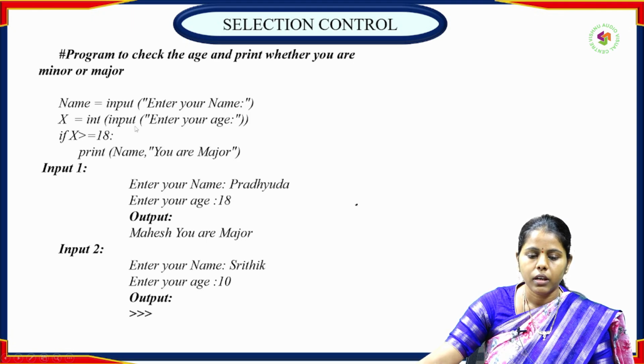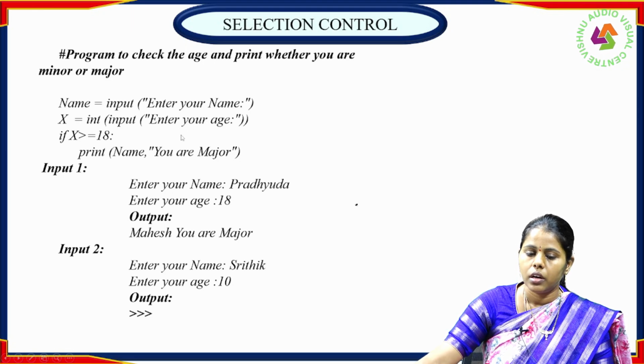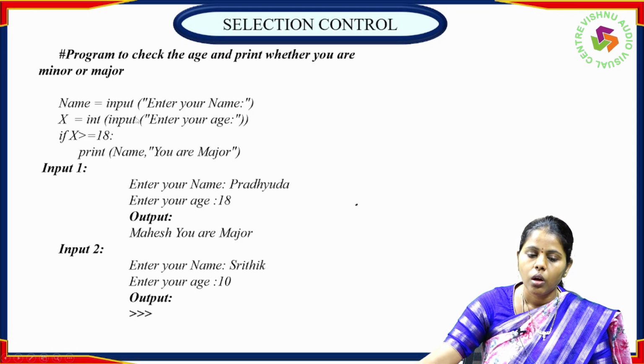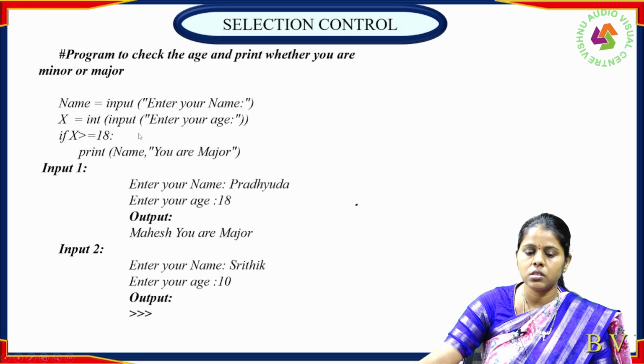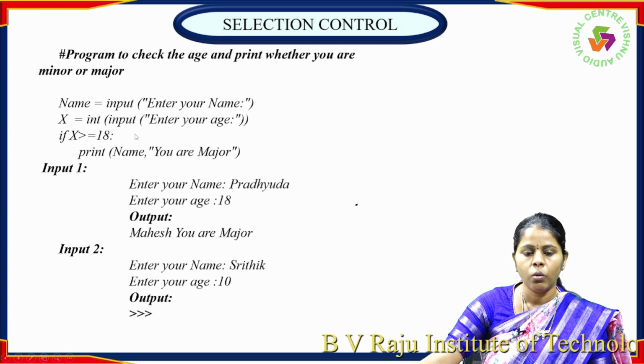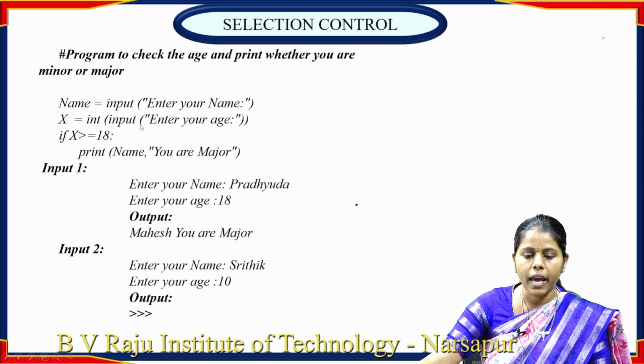Then I'm giving x equal to int of input of enter your age. The input statement by default takes a string data type. Age is of integer data type. That's why I'm converting it into int of. This one we are calling typecasting.